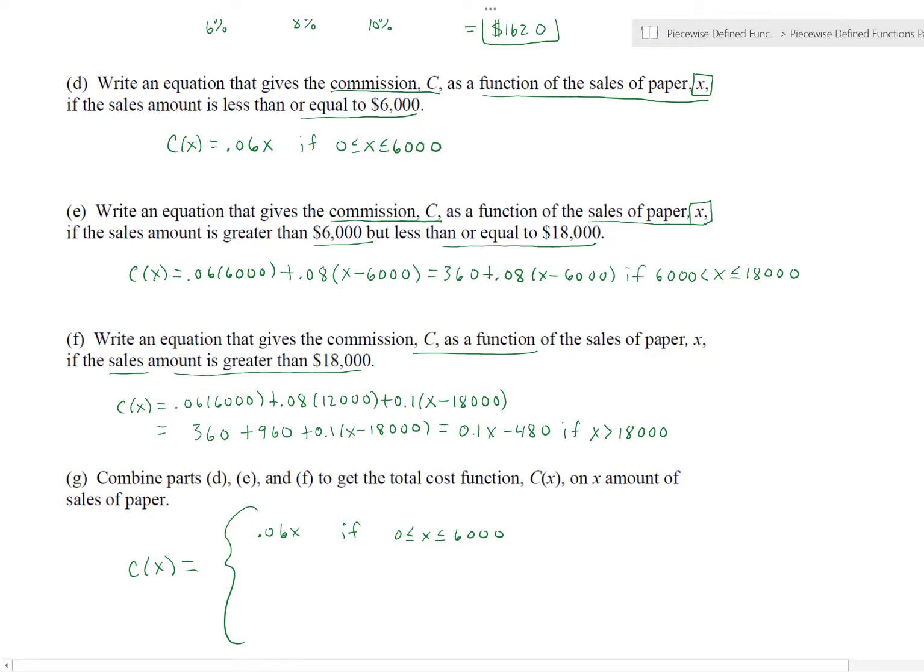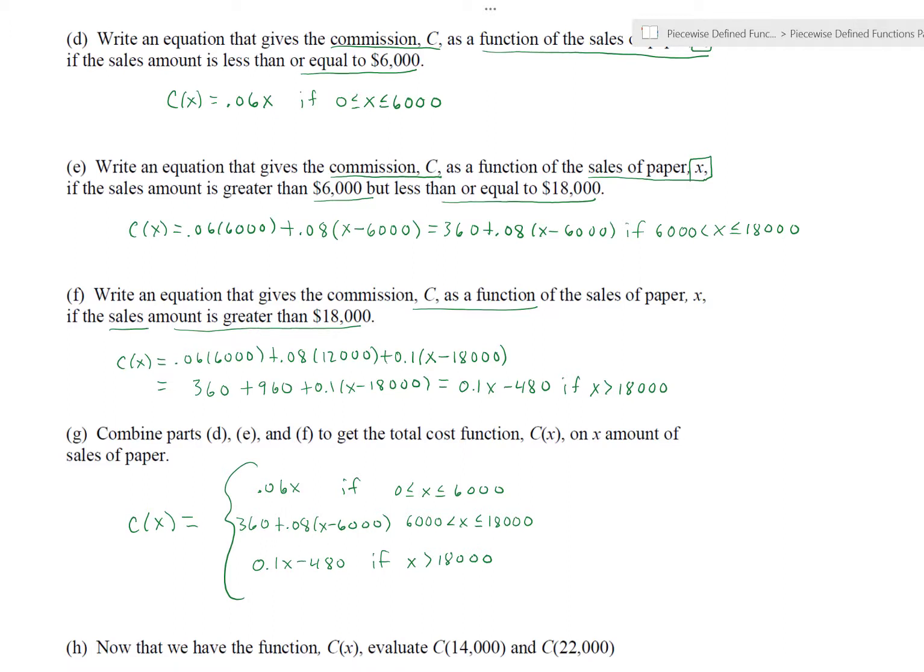The next rule we had above was 360 plus 0.08 times x minus 6,000. That was for sales larger than 6,000 and up to and including 18,000. And finally, the last piece, 0.1x minus 480 if x was bigger than 18,000. Any amount of sales after the 18,000. And there we go. Now we have a single function that will give us how much money this Johnny fella is going to get in a month on commission based on how much paper he sells.